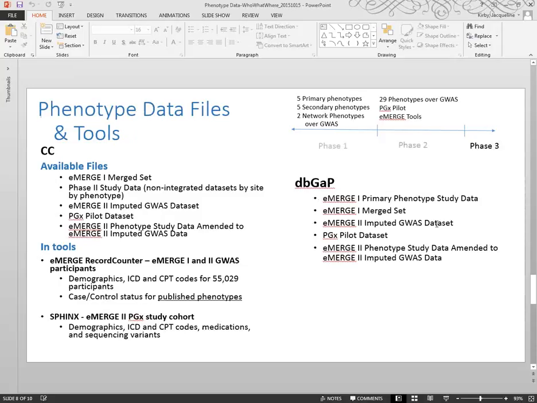So here's just a basic overview of what these phenotype data files look like and where they are located. So at the coordinating center, there's the eMERGE 1 merge set, the non-integrated data sets by site and by phenotype for the phase 2 study data, but then the eMERGE 2 combined data set, the imputed GWAS data set that was part of the dbGaP submission, as well as its associated eMERGE 2 phenotype study data files that were amended to that study submission, and then finally the PGx pilot data set. And then, within the tools, there are data sets that include both the demographics, codes, and then medications specifically for the PGx set. And then over here to the right lists the files as they are at dbGaP.